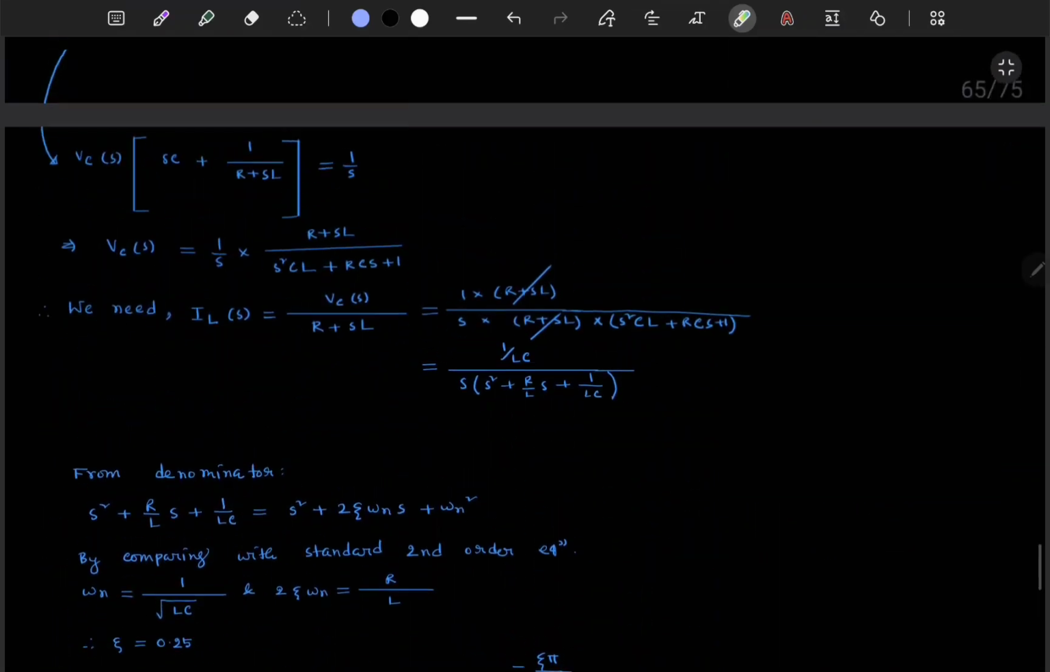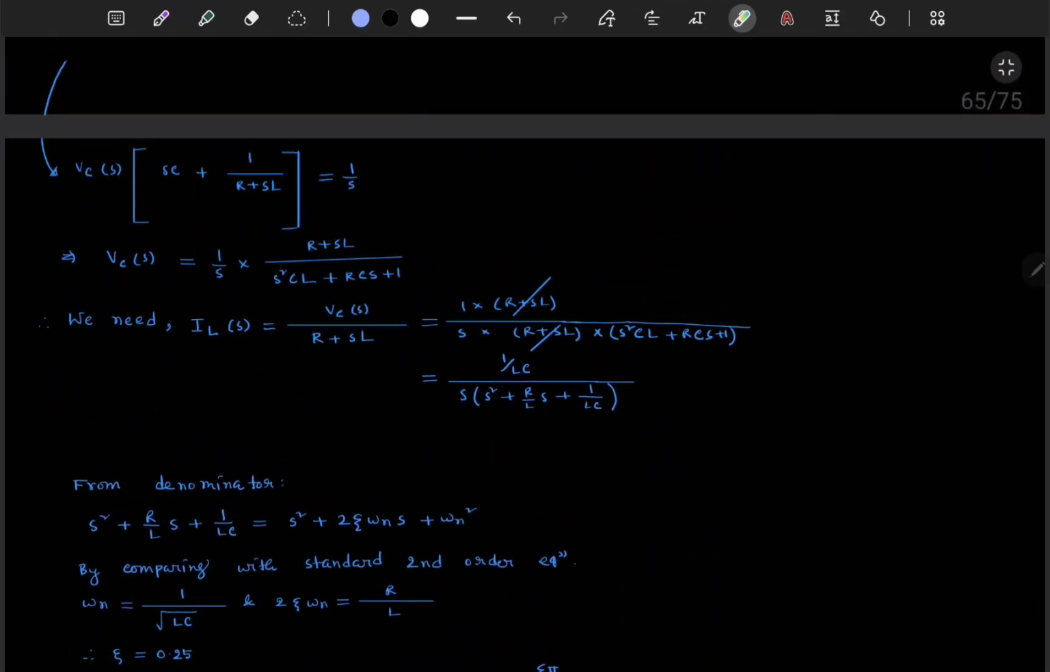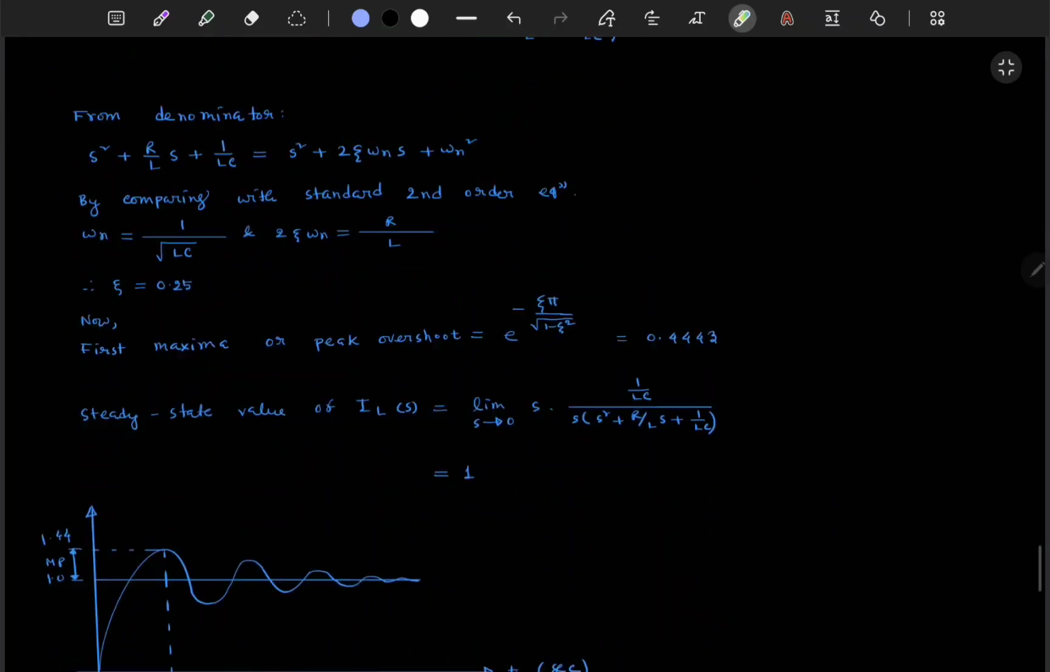I think you have understood why we calculated the current: we need the ammeter reading, and an ammeter measures current only.